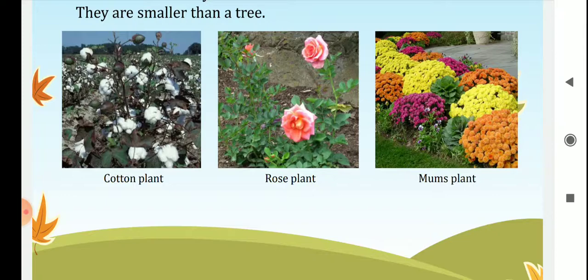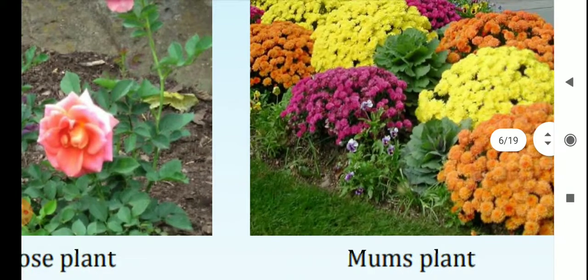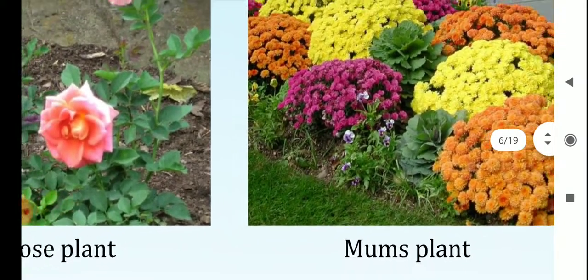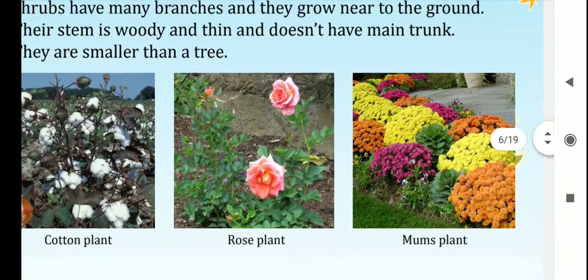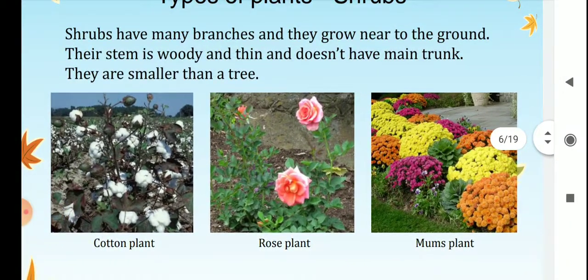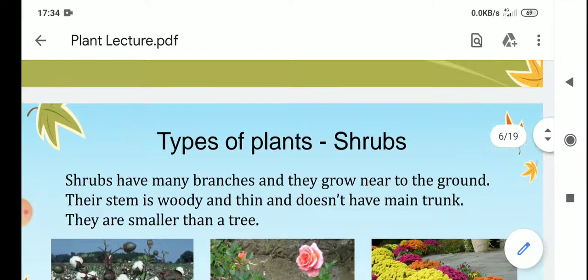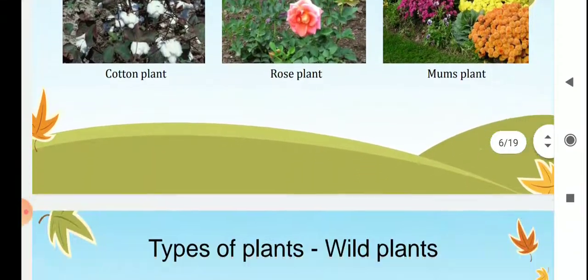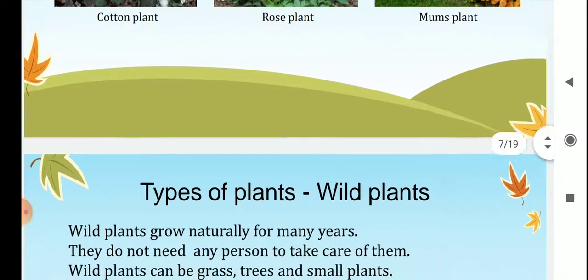This flower, which in Bengali is called Chandramallika, is an example of a shrub, and you know better about the rose. So this kind of plant, a medium plant, is called a shrub. It has lots of branches.